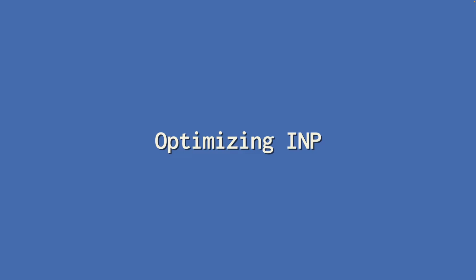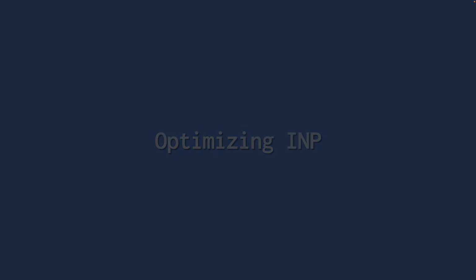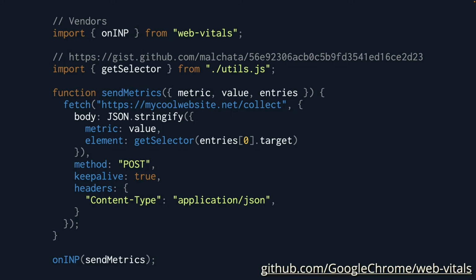Now we're ready to talk about how to optimize for IMP. And when you're optimizing for IMP, you're going to want to first measure it, and not just in lab tools, but using field data. Field data is important because it lets you know how your website is being experienced by actual users.